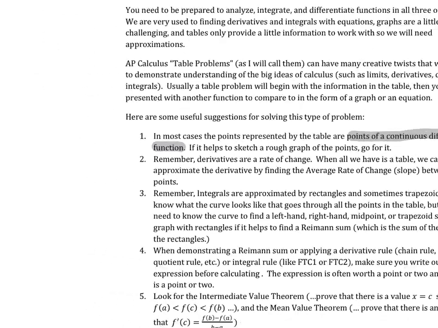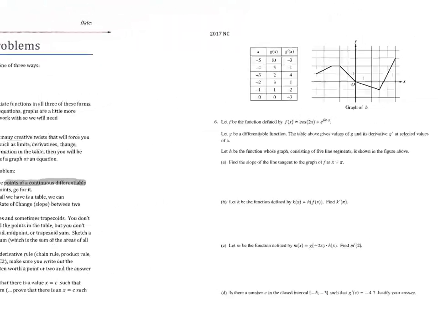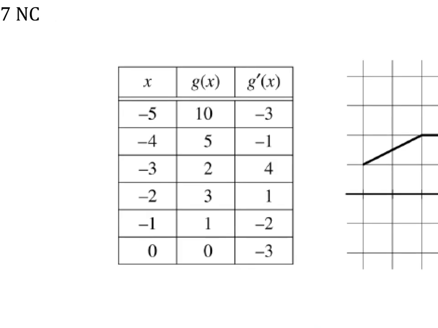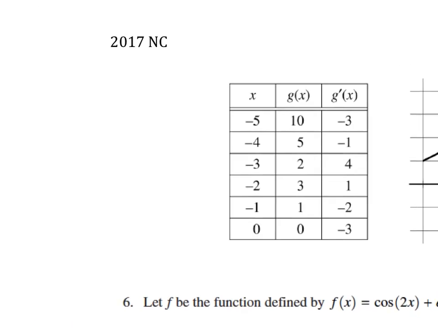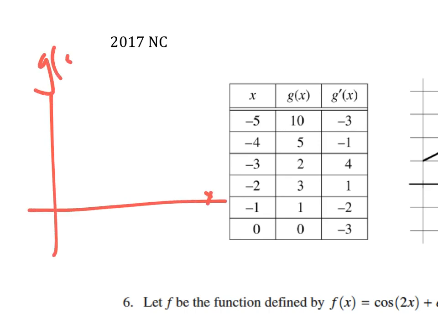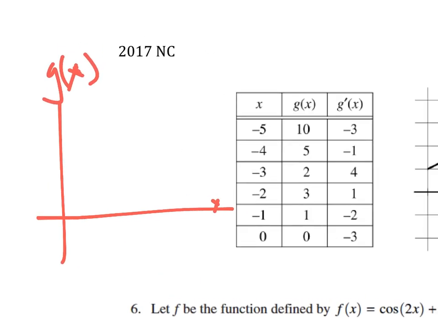So we're going to see a table, something like this. Here's a table of some function g of x and g prime of x. Keep in mind that this comes from some function g of x, and these are just giving us some values.